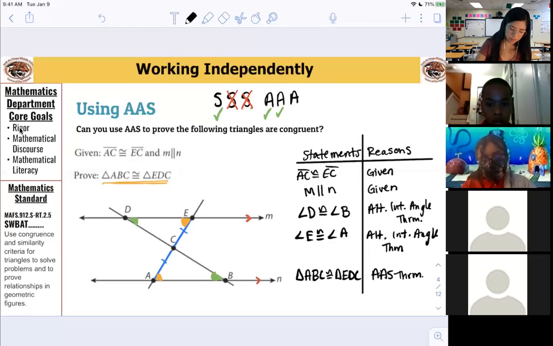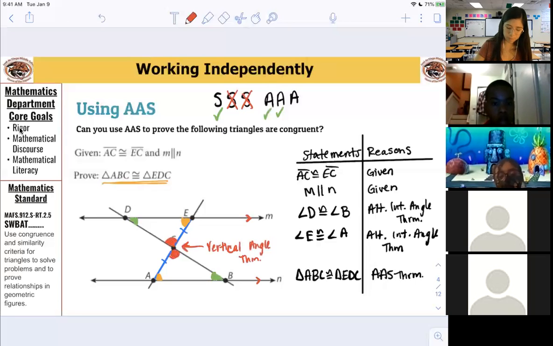Right, angle C. Okay, so let's take a look at angle C for a second. If I had angle C on this side of the triangle, could I get angle C on the opposite side? Yeah, what's that called? Vertical. Good, vertical angle theorem. So you could have also done ASA if you use the vertical angle theorem. But that's not what the question was asking, so we didn't do that one. But you could have done it.